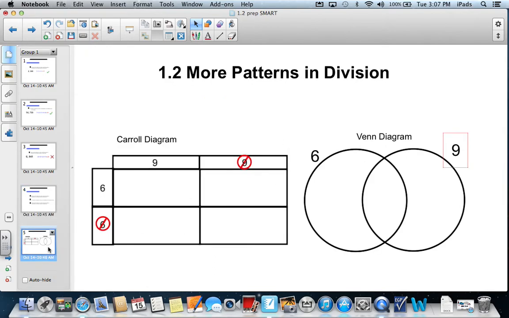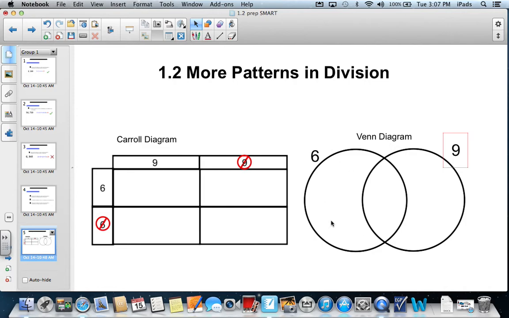One more thing you need to know is a Venn diagram. We talked about that last day in the last video. Now we're looking at Carroll diagrams, and Carroll diagrams are just a boxier, fancier way to show a Venn diagram. They still show all the same information. It's just laid out a little differently.